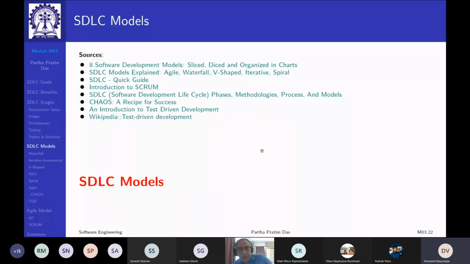So let us continue. We have been discussing SDLC models, various models for defining the right processes for the software development lifecycle. I hope the slide is visible, right? Yes, sir. Okay.